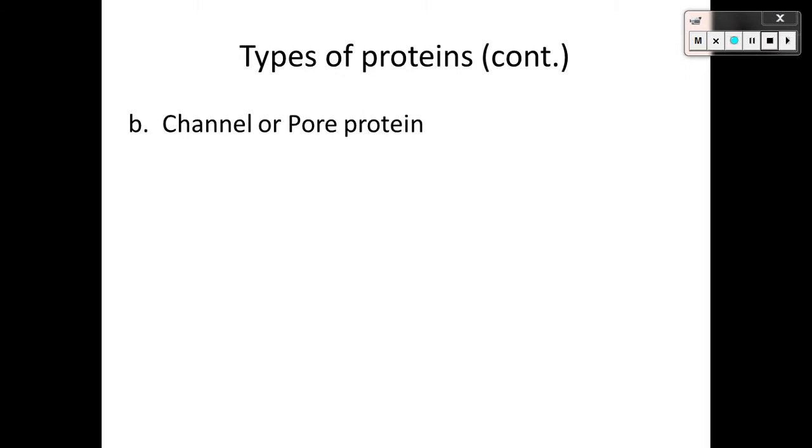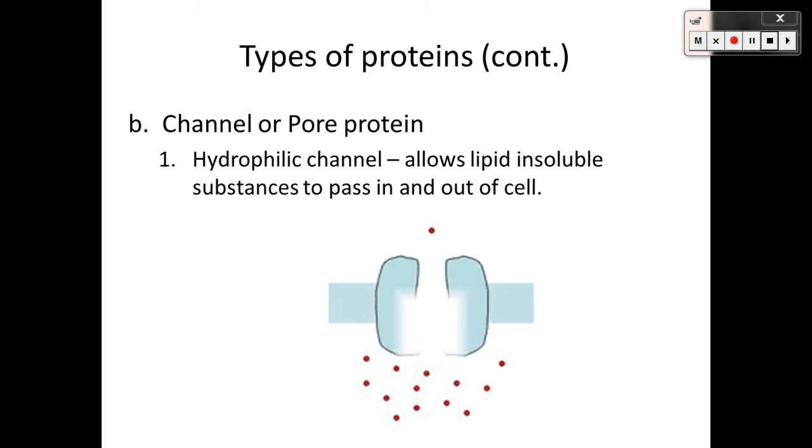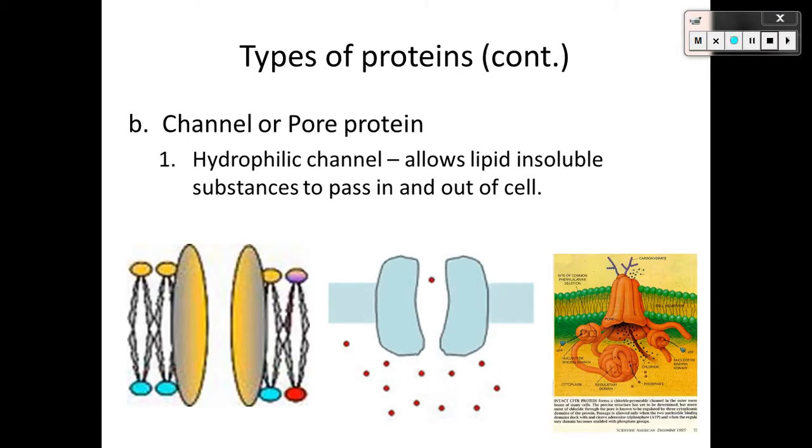Now the next one, we call a channel or pore protein. I usually refer to it as a channel protein. These are hydrophilic channels, so they allow lipid insoluble substances through. What I mean by lipid insoluble is anything that is polar and loves water. Anything that's polar and hydrophilic will not typically pass through these fatty acid tails, partly because they are nonpolar and hydrophobic, so they prevent anything hydrophilic from coming through.